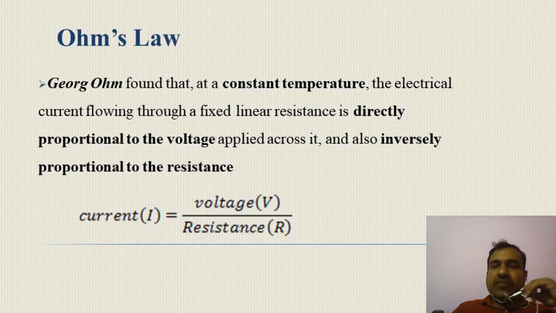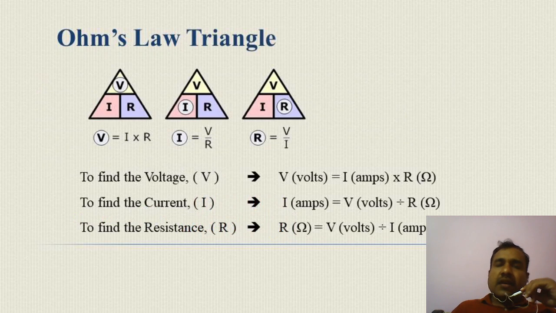So in the equation form, you can write current I equals voltage V divided by resistance R. That you can see in the slide. Now something interesting, that is Ohm's law triangle.